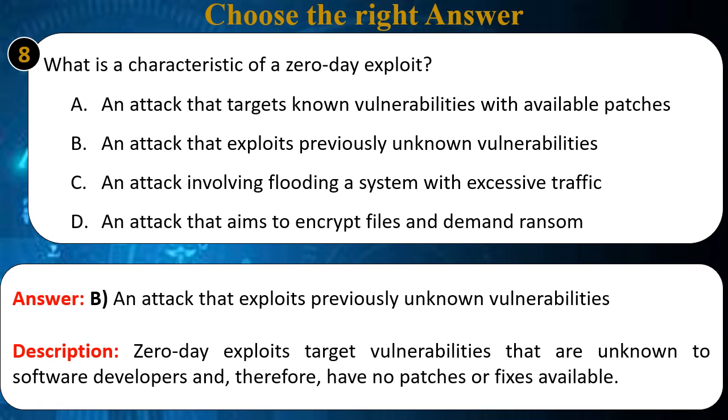Here's why the other options are incorrect. A. An attack that targets known vulnerabilities with available patches describes a more common type of attack, but it's not a zero-day attack. Patches are available to mitigate these known vulnerabilities. C. An attack involving flooding a system with excessive traffic describes a distributed denial of service (DDoS) attack, which is not a zero-day attack. D. An attack that aims to encrypt files and demand ransom describes ransomware, which isn't necessarily a zero-day attack. Ransomware can exploit known or unknown vulnerabilities.